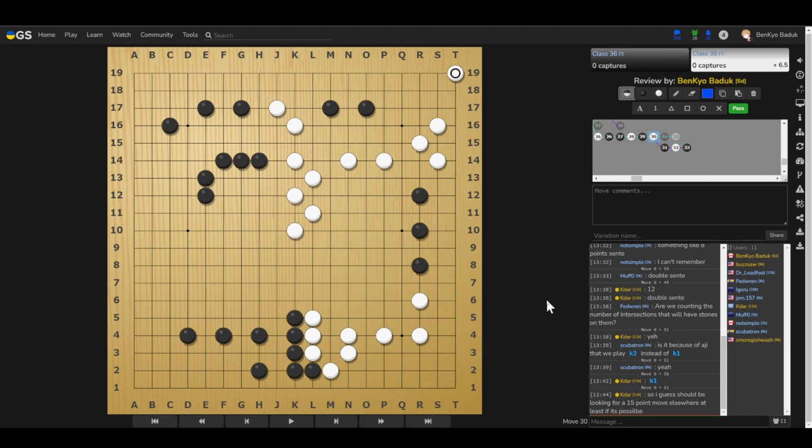Sente is like you get it for free, right? You do it and then you get your turn back. So it's like a guarantee, but not gote. So there's no reason to assume that black gets this because white could also get this, right? Therefore, you go straight down. So we haven't affected the intersections by that much.